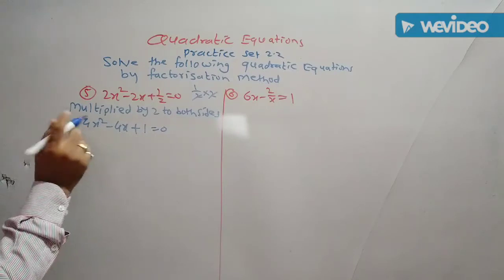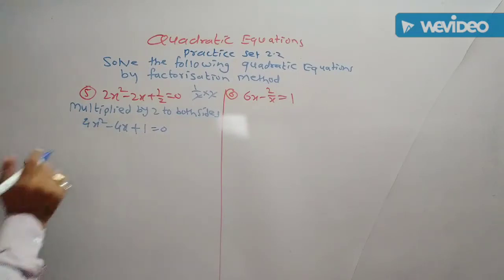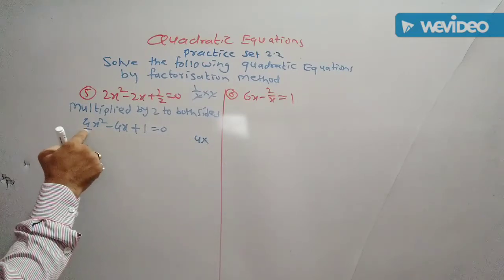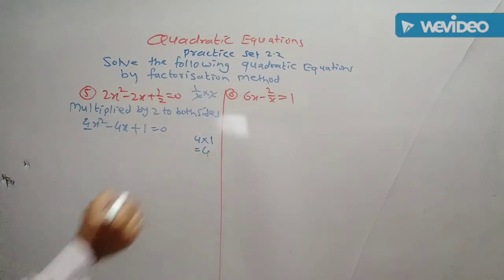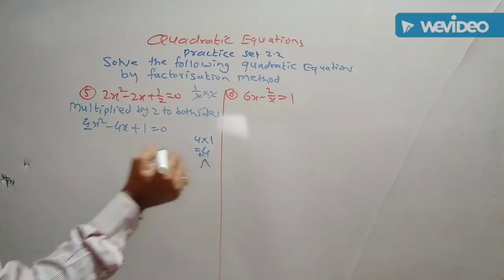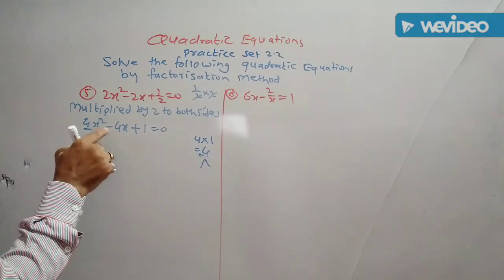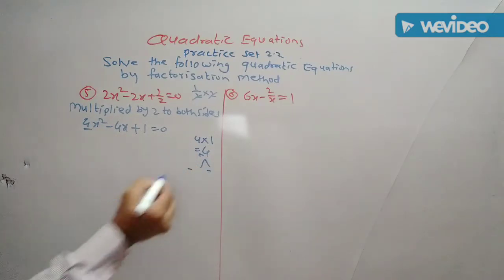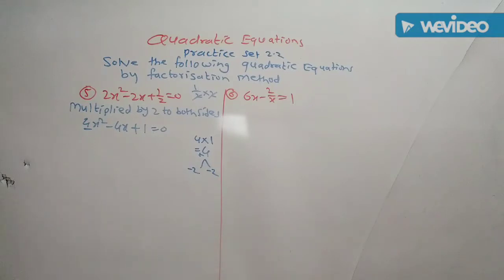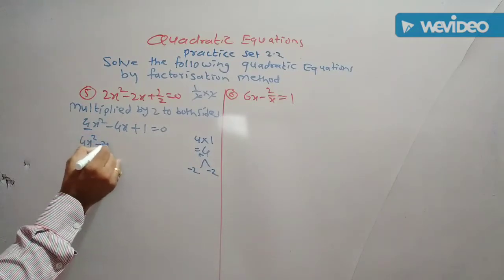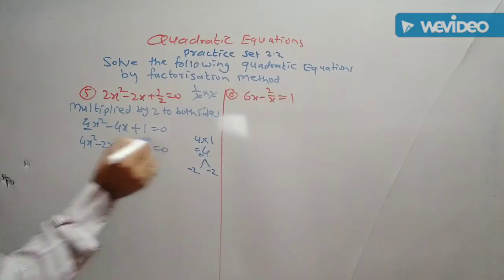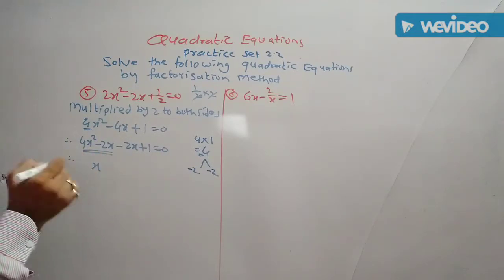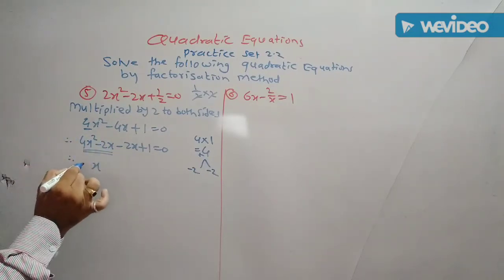Now again this is the type of the third and fourth examples. The coefficient of the square term is greater than 1, therefore we take the product of the coefficient and the constant term. 4 ones are 4, the product is plus 4, the middle term is negative, therefore the addition is minus, so we take minus minus here. Now the factors of 4, 2 twos are 4, therefore 4x square minus 2x minus 2x plus 1 is equal to 0.